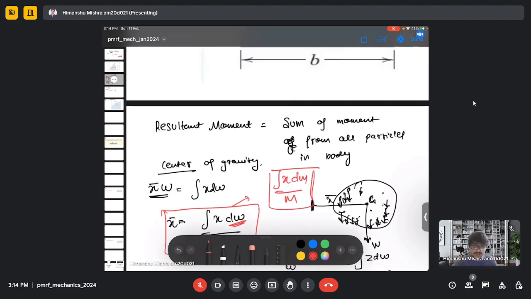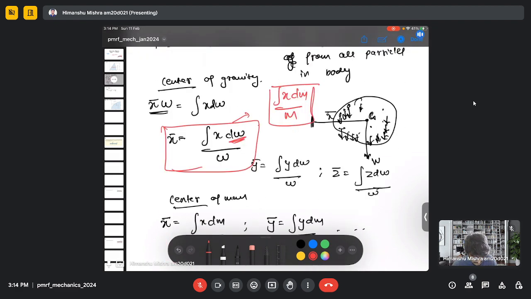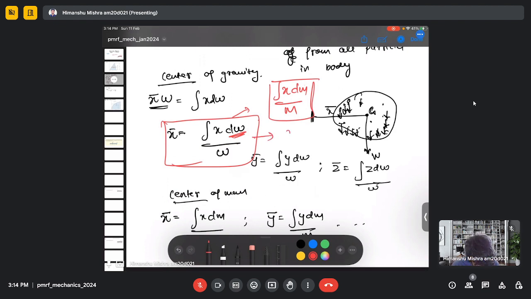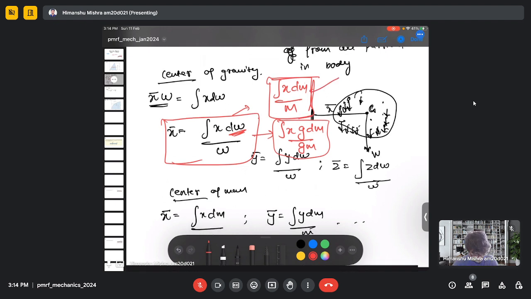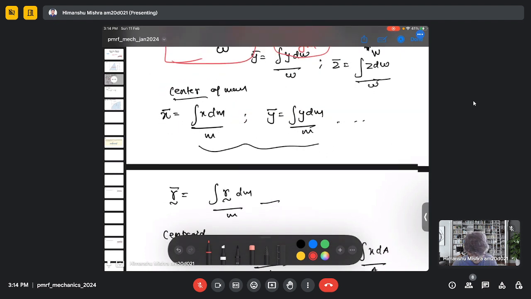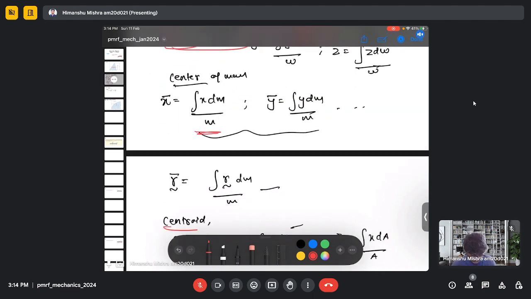And if the gravity is not uniform, then this expression will become this. So this will be now center of gravity for the non-uniform case. And when the gravity is uniform and parallel, then it will reduce to the center of mass expression. And similarly, one can reduce to centroid from center of mass.